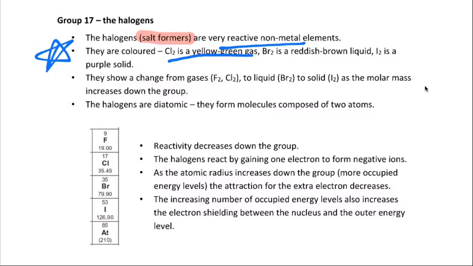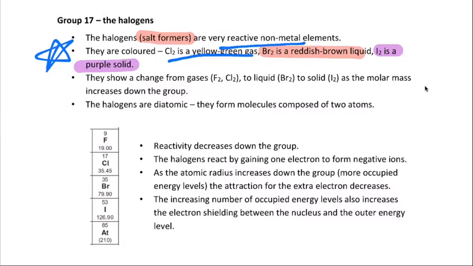Bromine, on the other hand, is a liquid, and it's got a reddish brown color. So it's a reddish brown liquid. Iodine is a solid, and it's actually a purpley color. It almost looks black. It's like a really dark purple. And so all of them have their own unique color. And notice they're all different states. Like chlorine's a gas, bromine's a liquid, iodine's a solid.